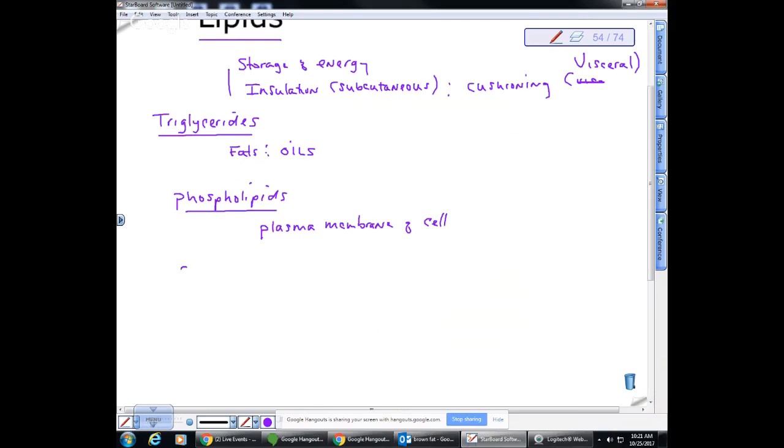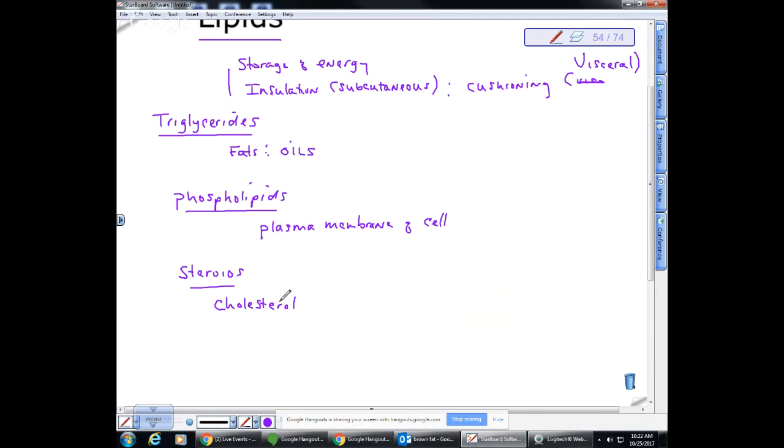We also have steroids. So steroids are also lipids. And one steroid that is actually really important because it's a precursor to the production of hormones would be cholesterol. So cholesterol is a steroid that we have to have, right, in our bodies. We can make it. It's not essential, but it's good to have it in your diet.